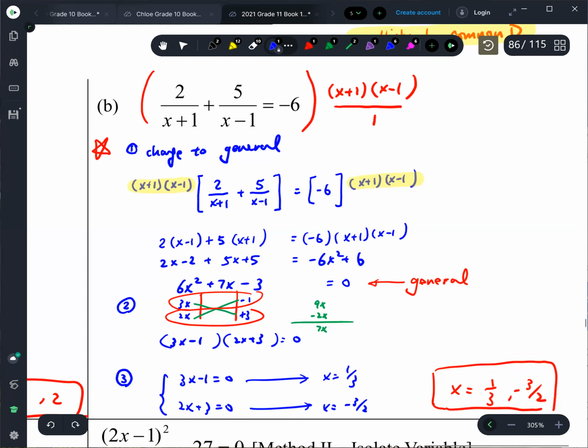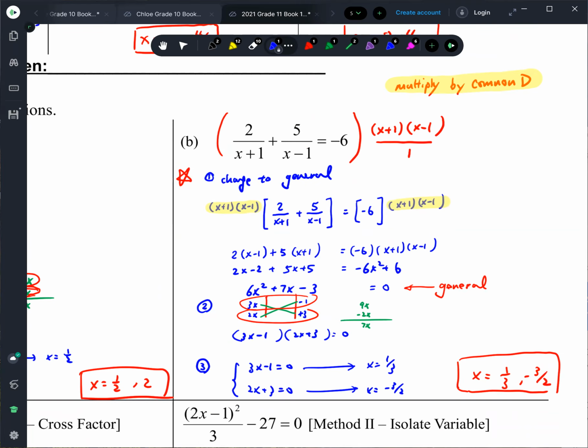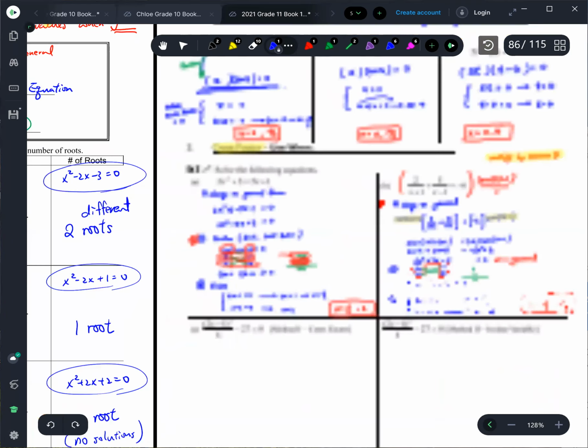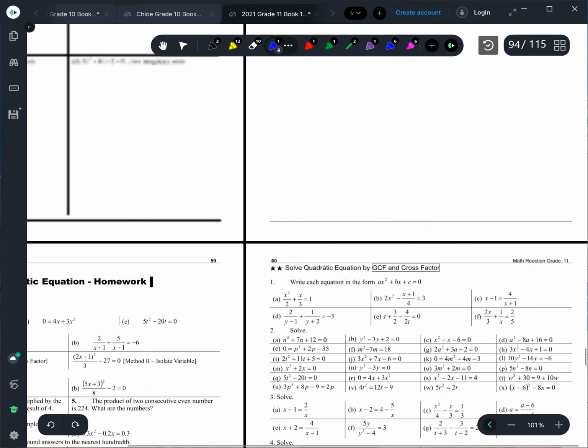Okay, Tony, do you have any questions? How we get the roots? No. Okay, so I'll show you what the question will look like in the homework, just briefly.